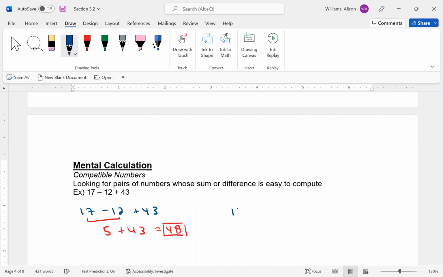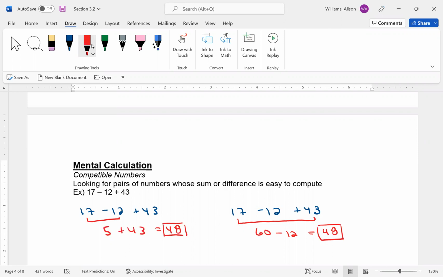But here, let's try it again. 17 minus 12 plus 43. There's kind of a rule about looking for multiples of 10 because they're easy to work with. And 7 and 3 will give us a 10, right? The 7 in the ones place and the 3 in the ones place will give us 10. So 17 plus 43, that adds up to 60. And then 60 minus 12 is 48. Okay, that's not too bad.